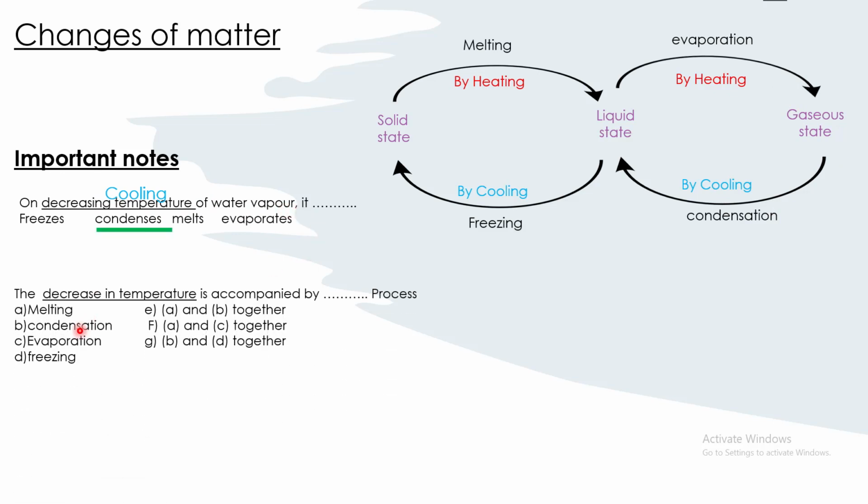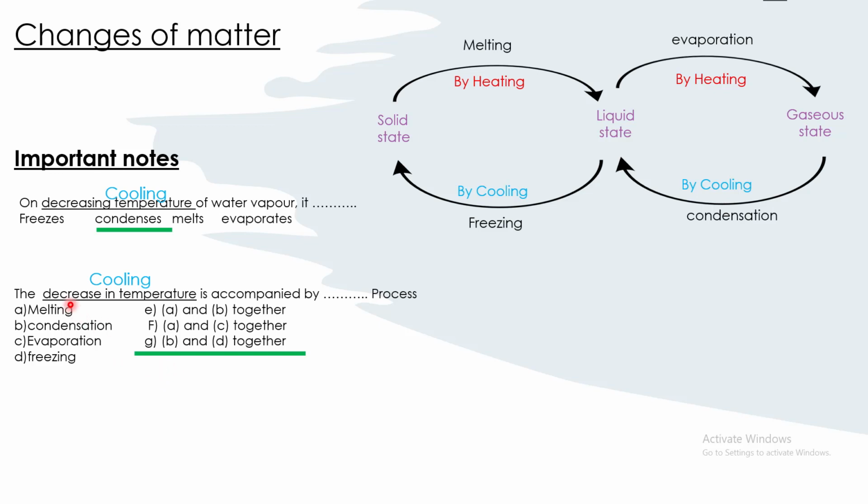Moving to another example: the decrease in temperature is accompanied by which process? Again, decreasing temperature means cooling. So in this picture, we have two processes that occur by cooling, which are freezing and condensation. This is not melting, of course. Condensation is right, evaporation is wrong, freezing is right. So it is not A and B, and not A and C, but B and D, which is condensation and freezing, and this will be the right answer.